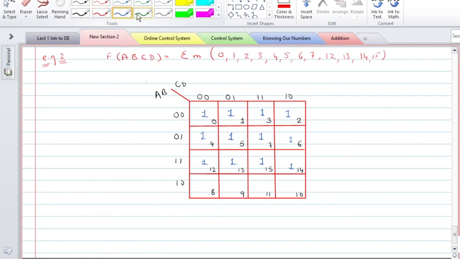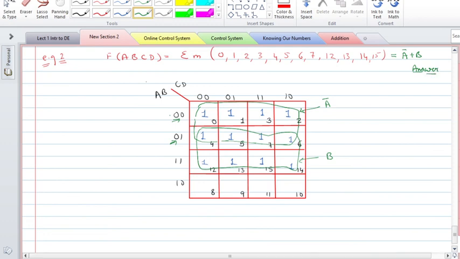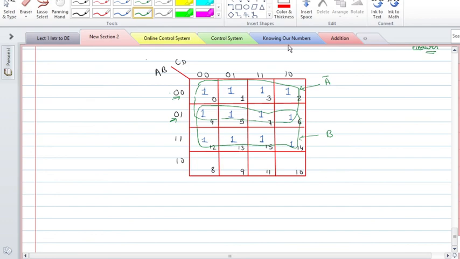Here groups of 8 cells are possible, and this group is this one. The largest possible groups are this one and this one. The condition is that you have to form the minimum number of largest possible groups. So the first group represents, because it's an 8 cell group, 3 variables will get eliminated and it results in A bar here, because A bar remains constant. Okay, and for this cell group B remains constant. So the final answer will be A bar plus B. This is your final answer. Thank you.